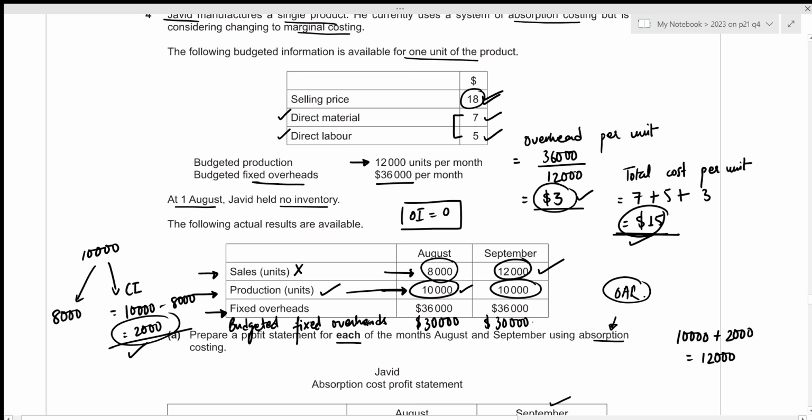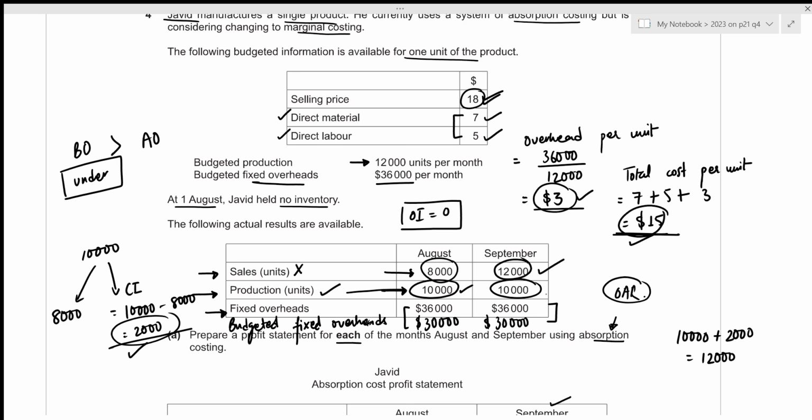Okay, now we need to compare our budgeted fixed overheads to the actual fixed overheads. In both of these months, we can see that the budgeted overhead is greater than the actual overhead, right? This results in a case of under absorption. The under absorption value is just going to be the difference, which in this case is 6,000 for both the months. And always remember, in case of under absorption, we need to subtract that value from the gross profit.